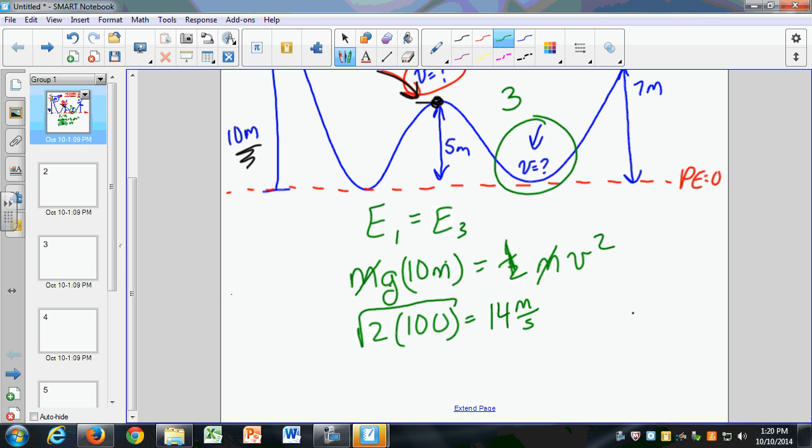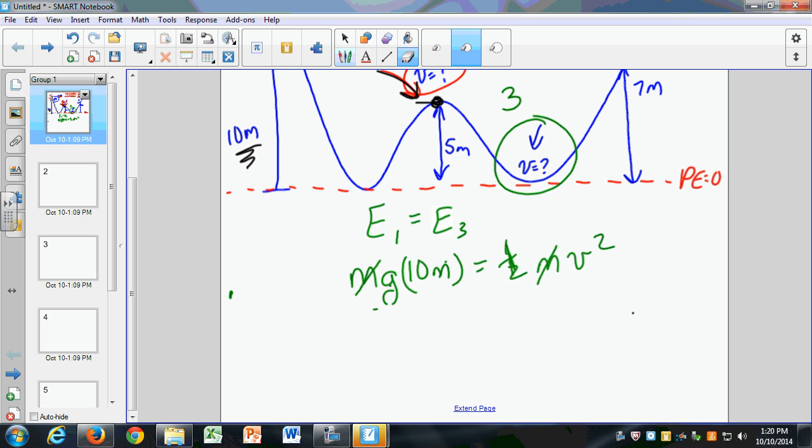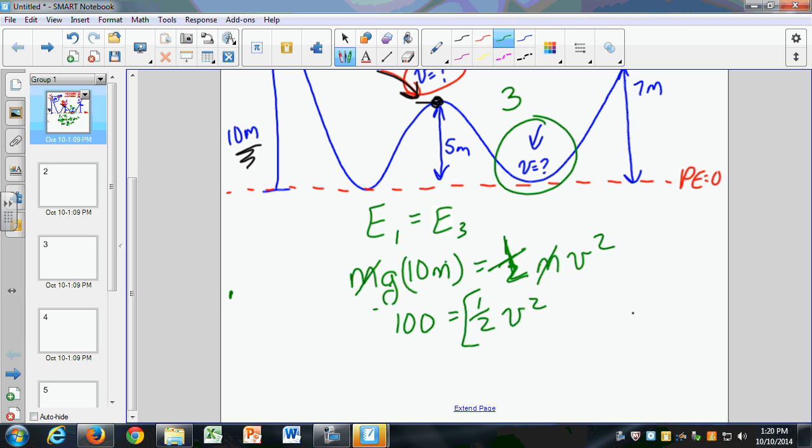So here, let me just backtrack this a little bit. All right, so I want to solve for v. I've already canceled the m's. I still have my 1/2 there. I'm going to do 10 times 10 here to get 100. That's equal to 1/2 v squared. Then I have to multiply both sides by 2, right, to get rid of this 1/2. So I have 200 equals v squared. And then I have to take the square root of both sides. And that's the square root of 200, which is 14, roughly.